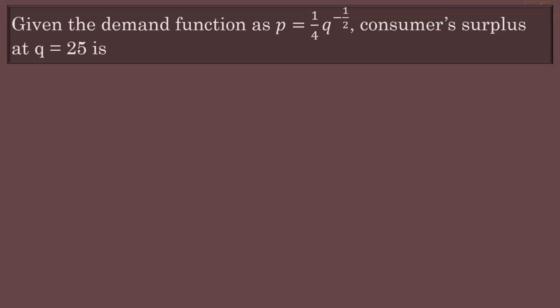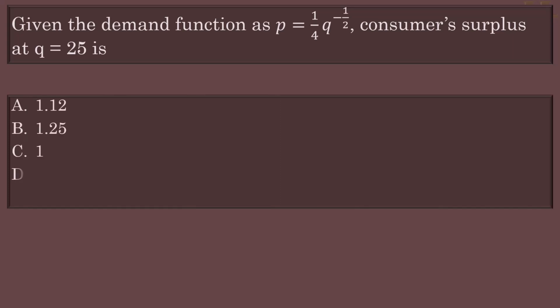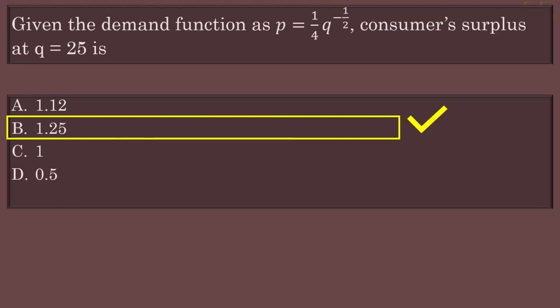Q equal to 25 is options 1.12, 1.25, 1, 0.5. Already I uploaded a video on this question. So I think I need not discuss the answer. The way of getting the answer once again, please refer that video. The video link is given in the description. Please refer. The correct answer is B, 1.25.